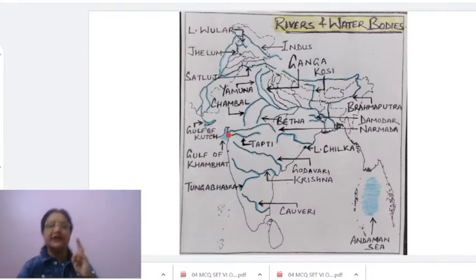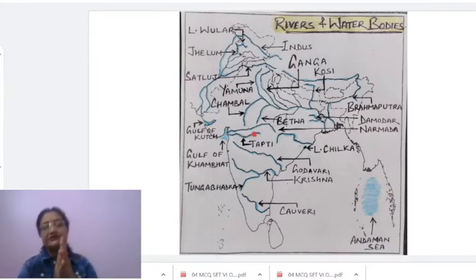These two rivers are actually flowing through rift valleys, the two valleys which are already there. These two rivers are not forming their own valleys like the other normal rivers, but they are just flowing through valleys which were already present there. And this is the reason the Narmada and Tapti rivers are not forming any deltas at all.